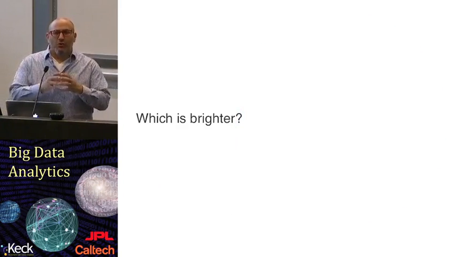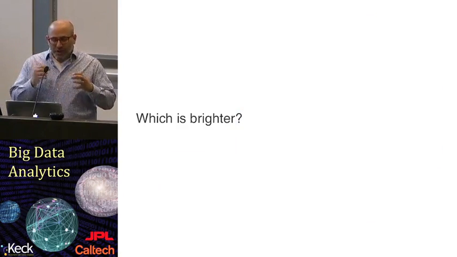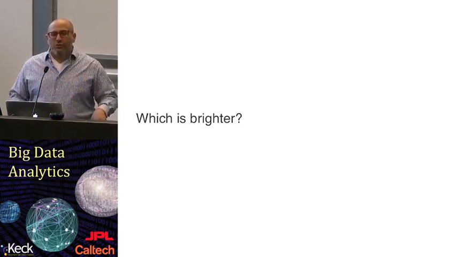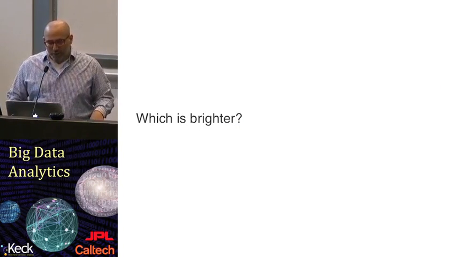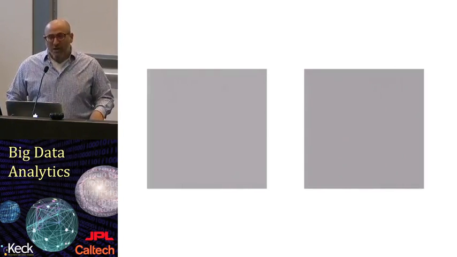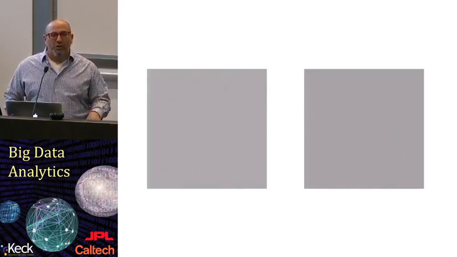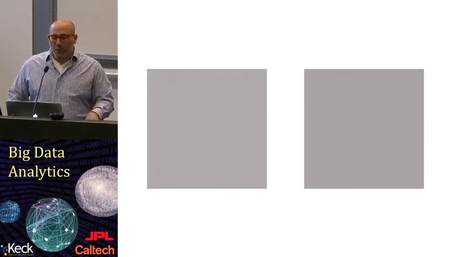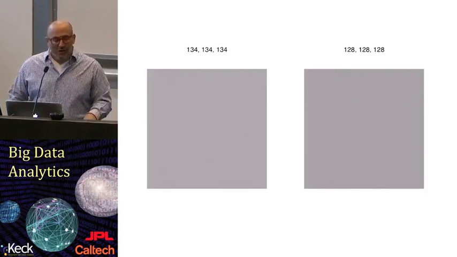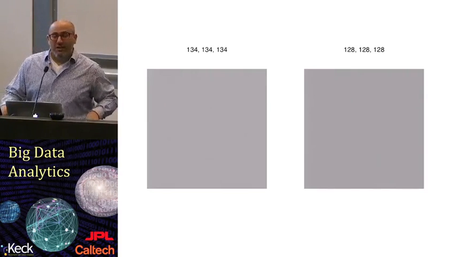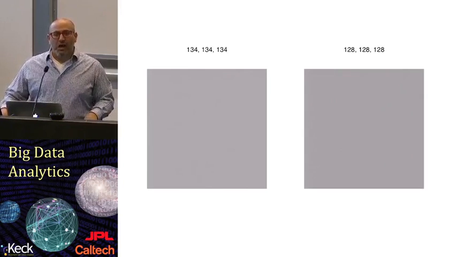Let's talk about color for a moment. Let's ask the question: which of the following squares is brighter? Give everyone a minute to make a determination. Okay, the answer is that the one on the left is slightly brighter, but many people will not have been able to tell the difference. Let's look at another one.